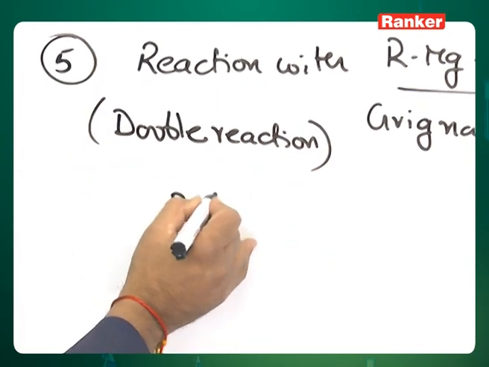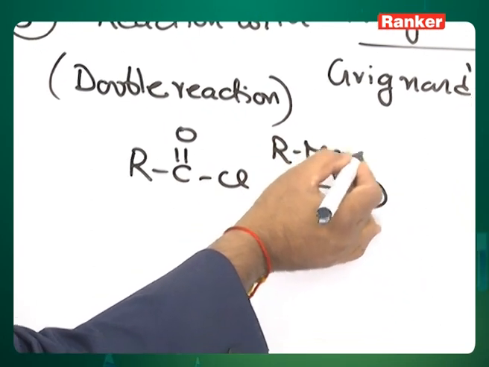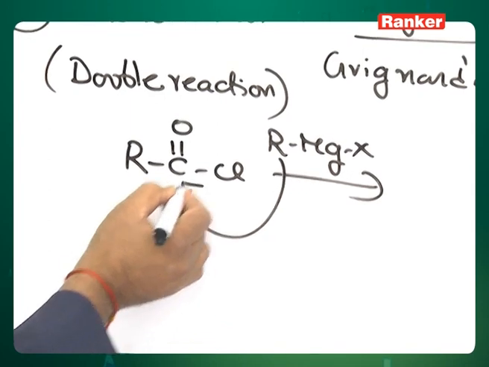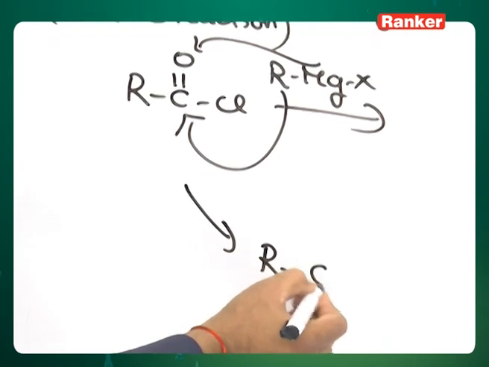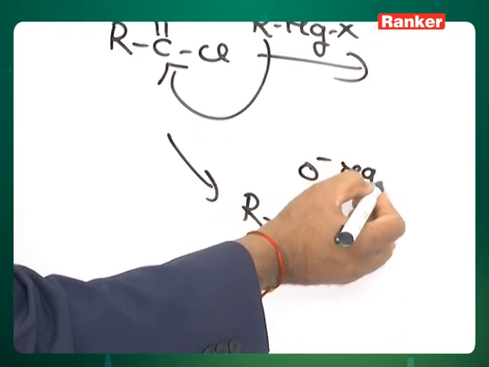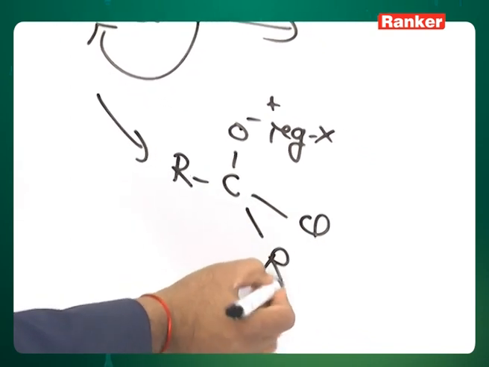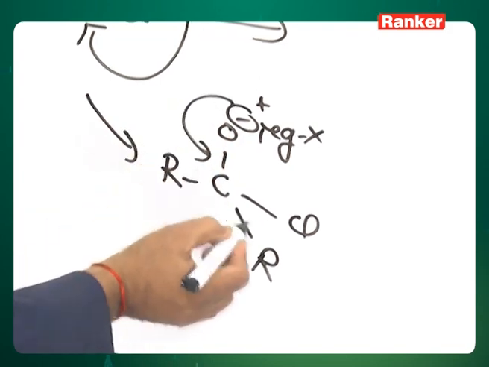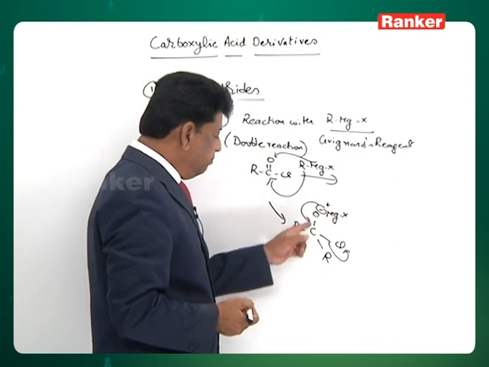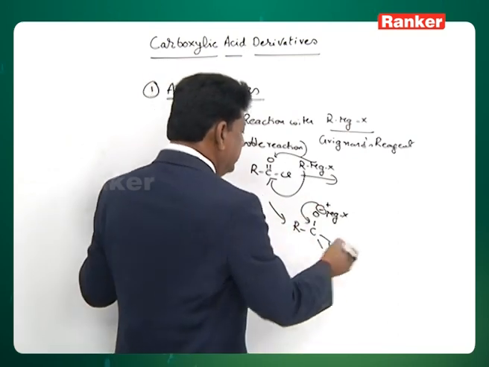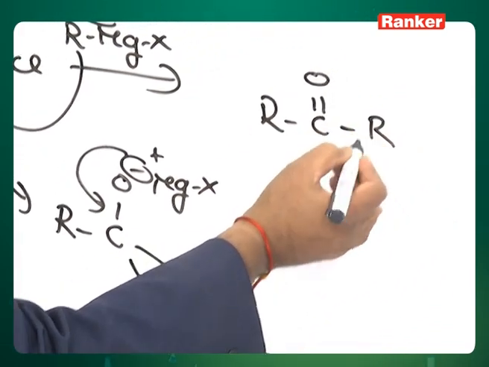So, you take RCOCl, add RMX. The R adds on the C, magnesium adds on the O. So, in fact, an unstable compound is formed like this, O minus with MgX plus, with one Cl and one R. As I said, O minus and Cl combination cannot sustain, therefore, O minus will come back, expelling the Cl. So, what comes now is RC double bond O. This is a ketone, in fact.